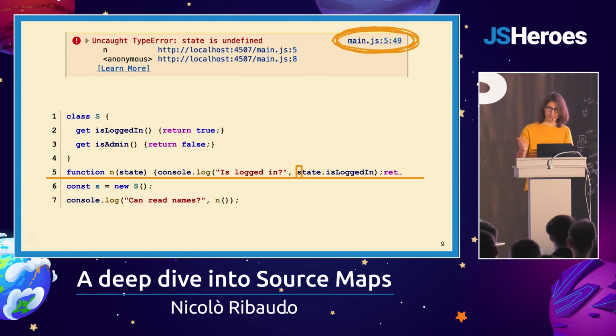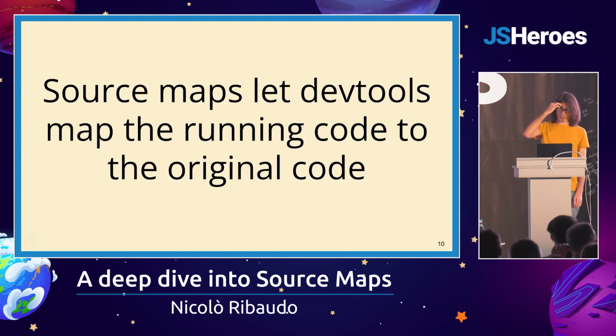In this specific case, I didn't really modify the code too much, so it's actually quite easy to tell what is going on. So it's quite easy to go in my original code and figure out what this line 5, column 49 actually is. But in general, these transforms are much more complex, and it's much more difficult to mentally tell where the code we're running originally came from. So source maps are the solution to this problem.